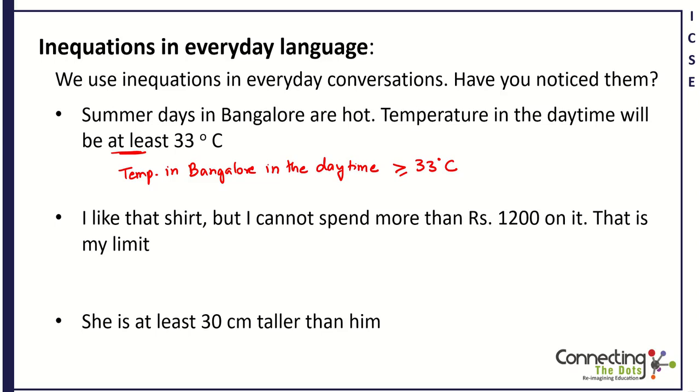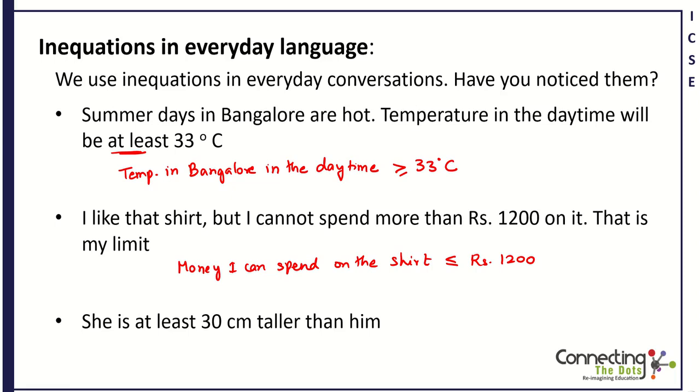I like that shirt, but I cannot spend more than 1,200 on it. That is my limit. So I can say money I can spend on the shirt must be less than or equal to 1,200 because I cannot exceed it.